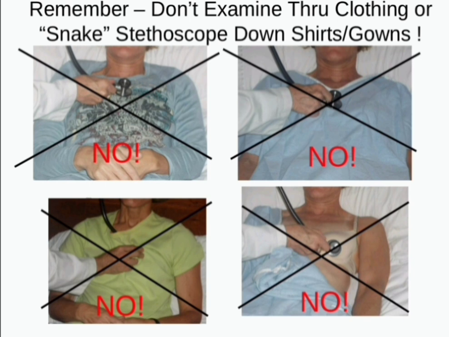Do not snake the stethoscope down the shirt. These are the wrong techniques, as shown in the figure: over the cloth, over the gown, over the bra. Do not auscultate through clothing, and do not snake your stethoscope down shirts or gowns.